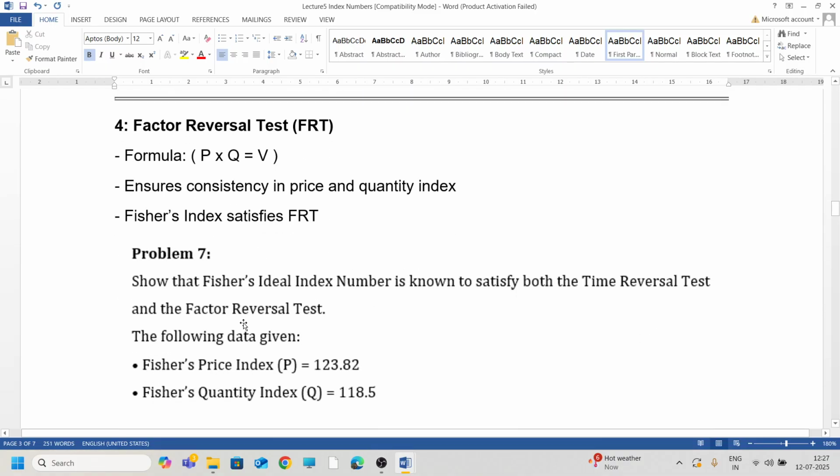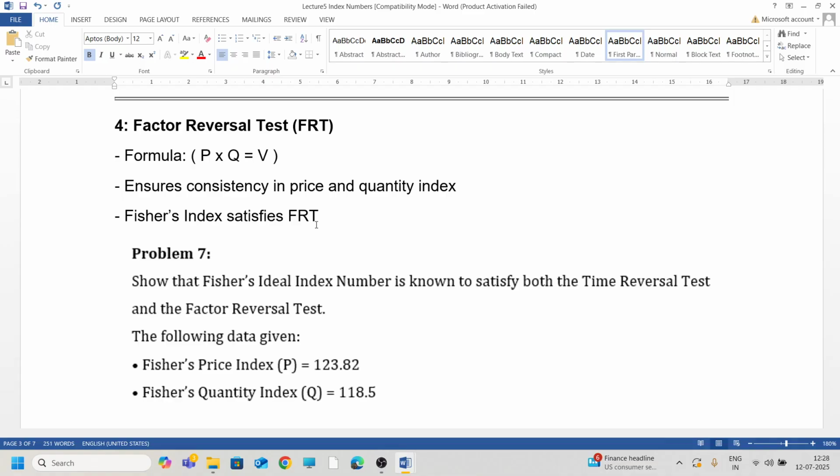Okay. So the second one, factor reversal test, FRT. The formula is P into Q equal to V. Here P is price, Q means quantity. So it ensures consistency in price and quantity index. We have to check whether Fisher's index satisfies the FRT or not. The factor reversal test verifies that multiplying the price index and the quantity index should result in the value index. This again is satisfied by Fisher's index, reinforcing its reliability.